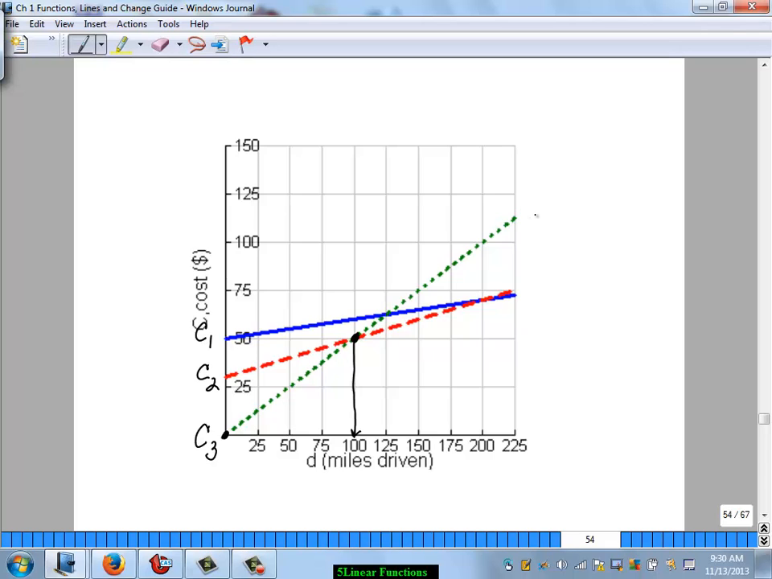Now look at this one right here. C1 is the most expensive for a short trip, but if you keep going, for longer trips, C1 is cheaper because it has a smaller slope, or amount per mile. So this is for shorter trips right here, and that's for longer trips. Okay?